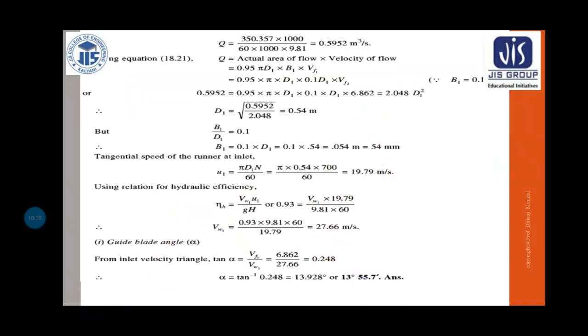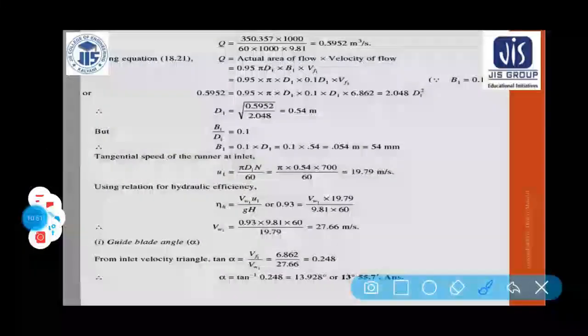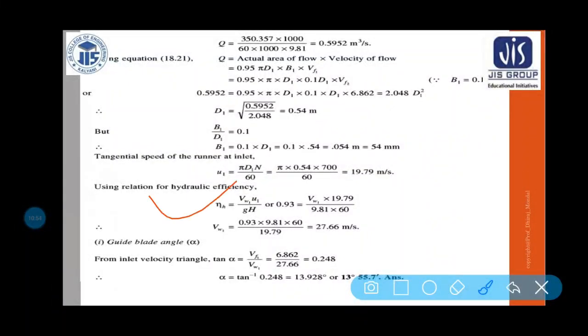But here basically I am going to find out the tan phi. So tan phi is equal to, you can see from the triangle, VF2 by VW1 minus U1, and you know V1 is given, alpha is not given. Oh, alpha is not given. So you have to calculate alpha first of all. So here you can see hydraulic efficiency is equal to VW1 U1 by gH. So from this equation, hydraulic efficiency is given, so you can find out VW1.